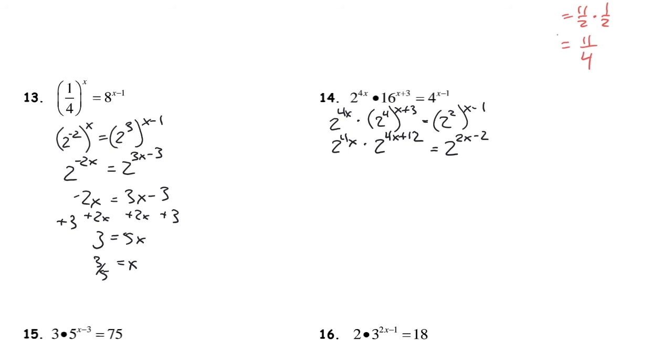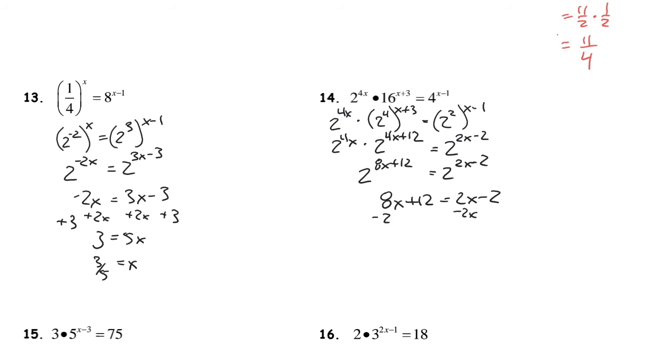Now, I don't have it as power equals power. I've got power times power equals power. But on the left-hand side, because the bases are the same, I can add the exponents together. So I get 4x plus 4x plus 12. So 8x plus 12 is equal to 2 to the 2x minus 2. Power equals power. Bases are the same. So therefore, the exponents must be the same.